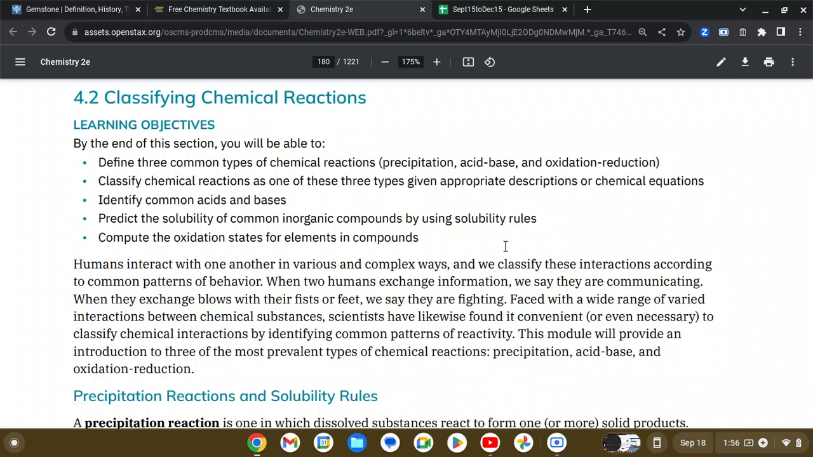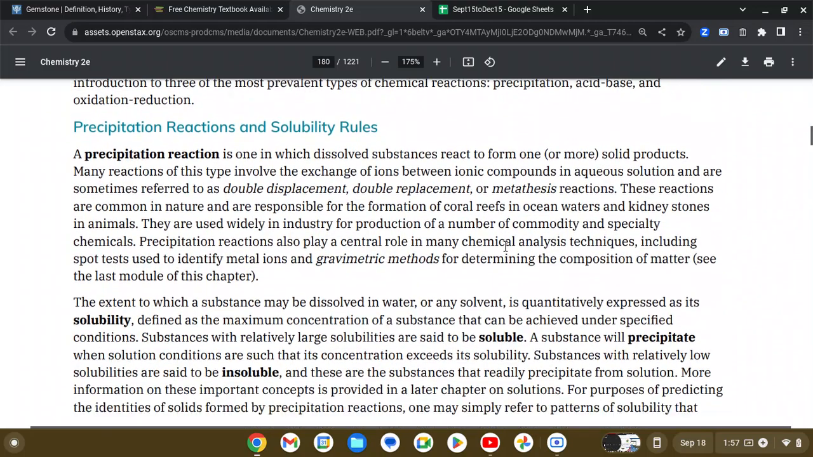Humans interact with one another in various and complex ways, and we classify these interactions according to common patterns of behavior. When 2 humans exchange information, we say they are communicating. When they exchange blows with their fists or feet, we say that they are fighting. Faced with a wide range of varied interactions between chemical substances, scientists have likewise found it convenient, or even necessary, to classify chemical interactions by identifying common patterns of reactivity. This module will provide an introduction to 3 of the most prevalent types of chemical reactions: precipitation, acid-base, and oxidation reduction. Precipitation reactions and solubility rules.